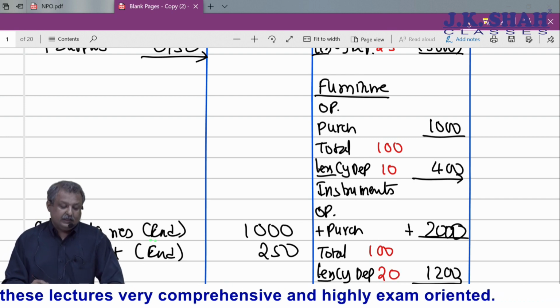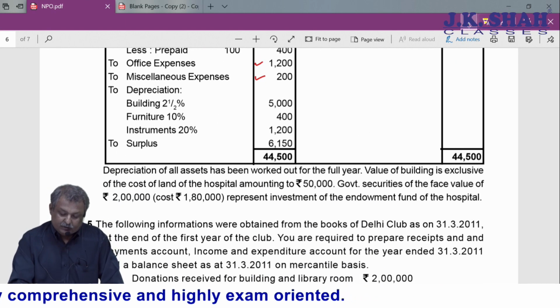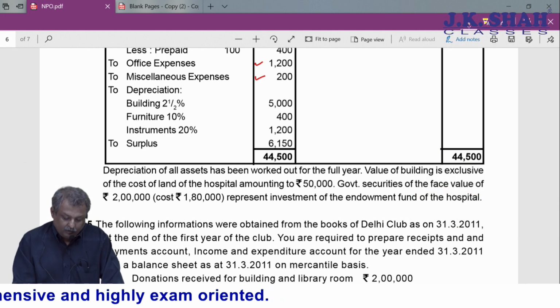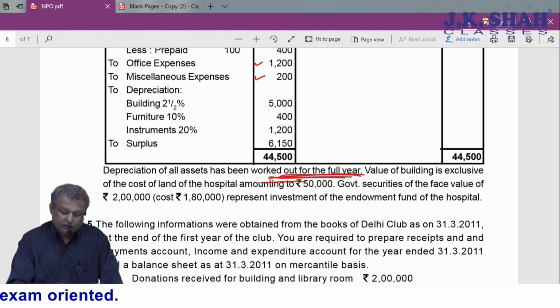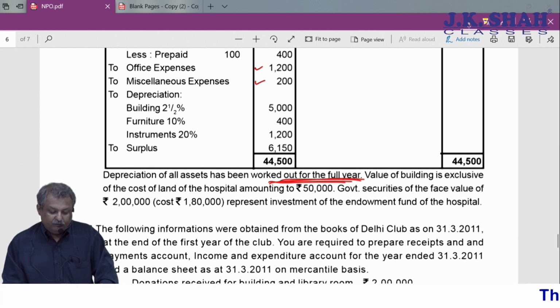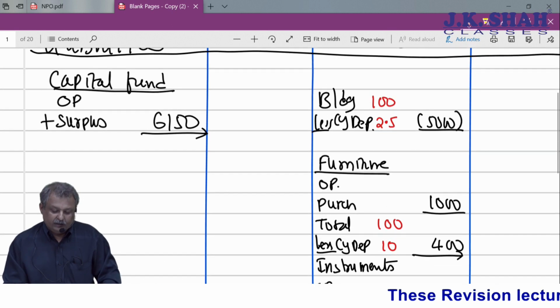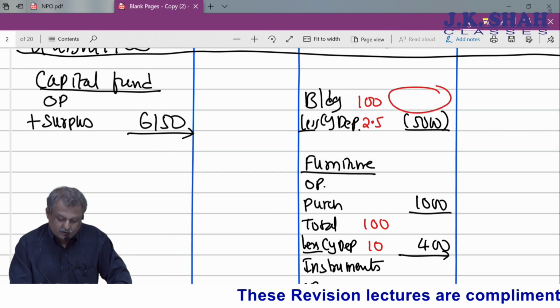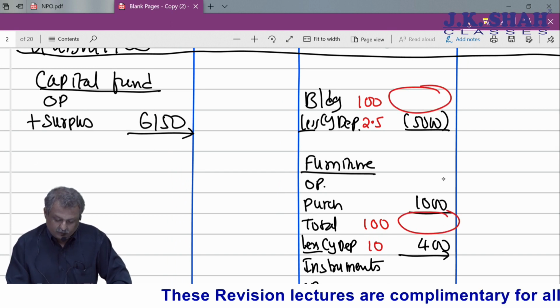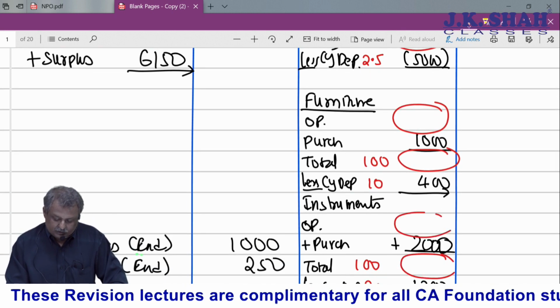Because question says depreciation has been worked out all for the full year. That is why we have to take the total as 100. Now, let us cross multiply and find the balancing figures.